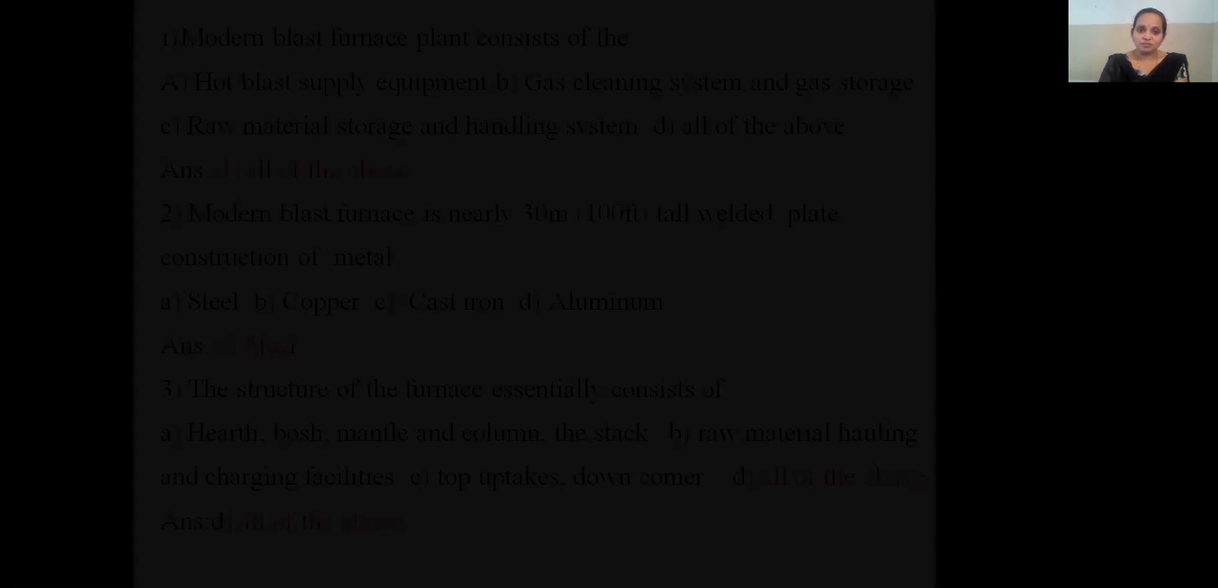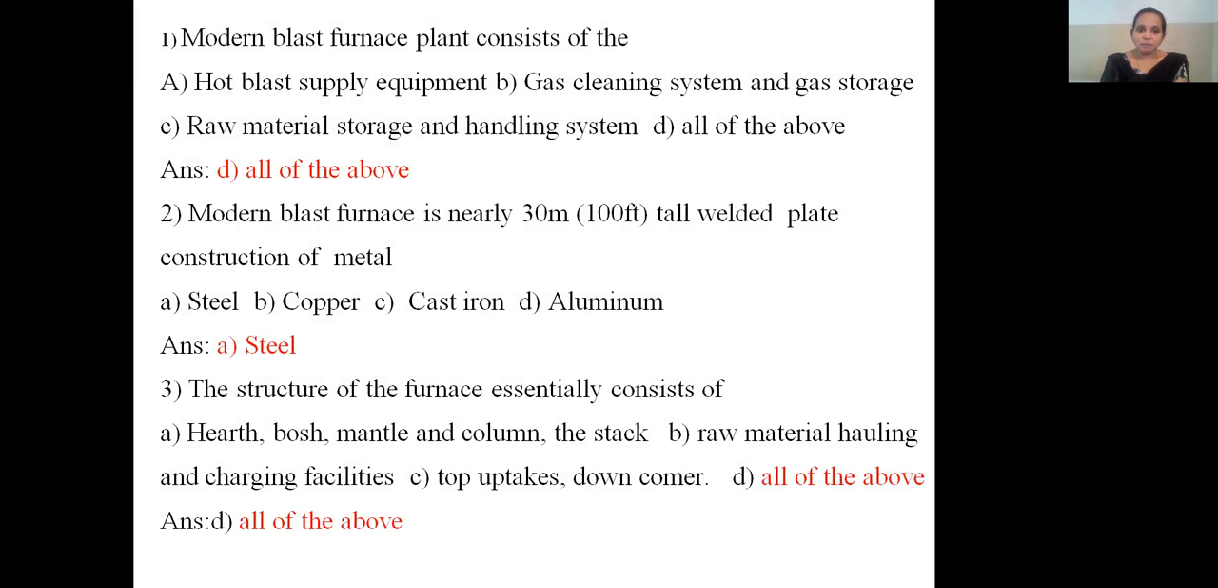Multiple choice questions. The modern blast furnace plant consists of hot blast supply equipment, gas cleaning system and gas storage, raw material storage and handling system, or all of the above.